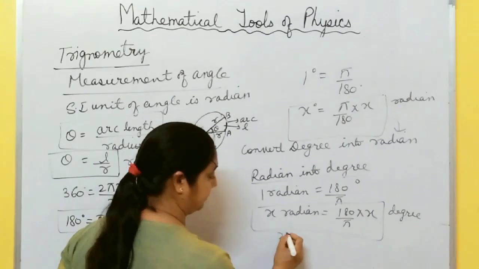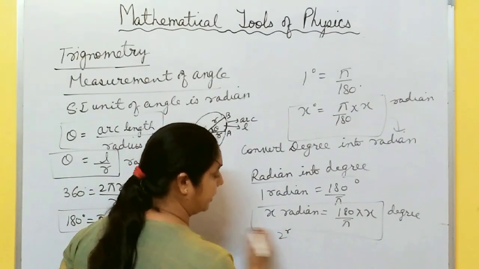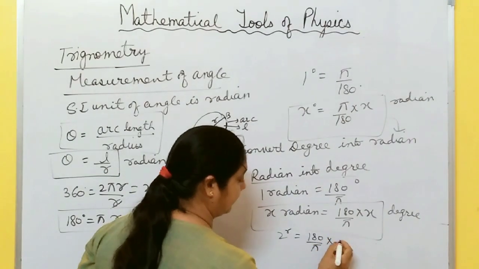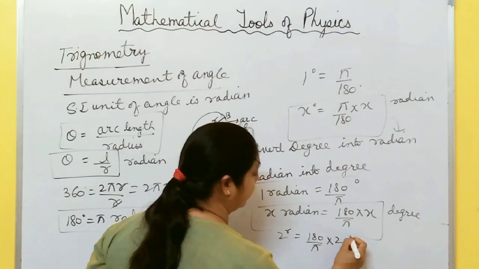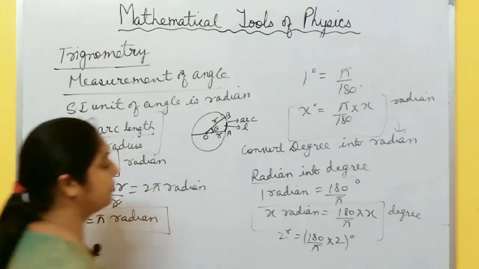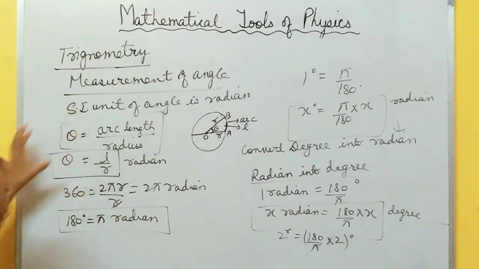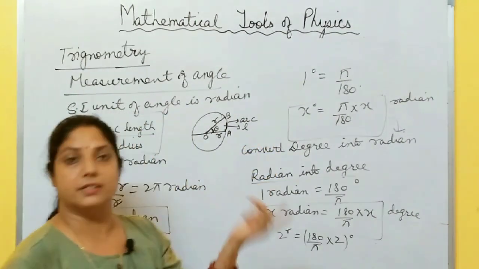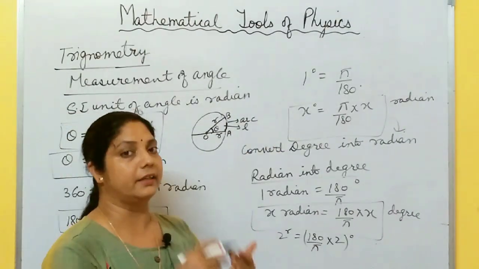Suppose 2 radian. Okay, 2 radian, you write r here. So 180 by pi into 2 degree. In this way you convert radian into degree, and these formulas are very, very important when you study oscillations and waves, where you have to write degree and radian.